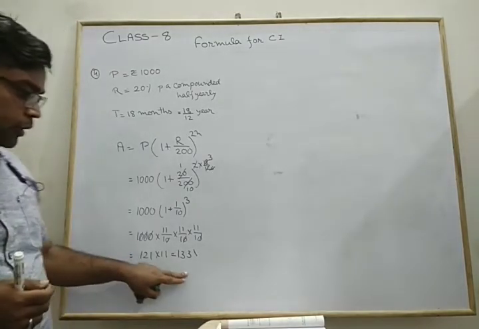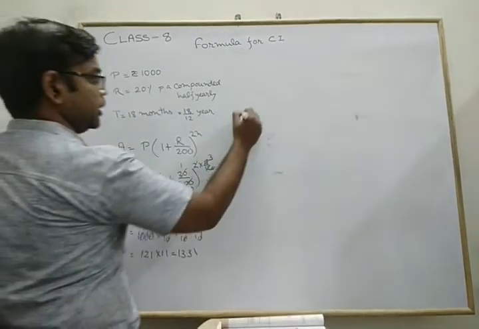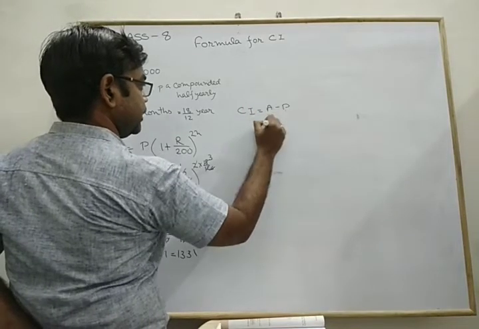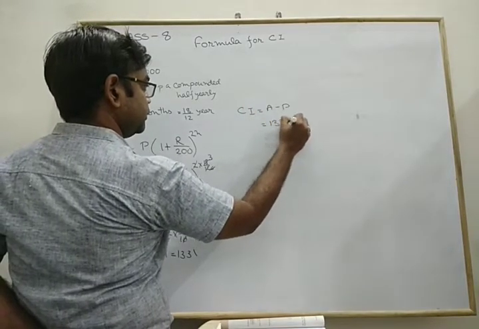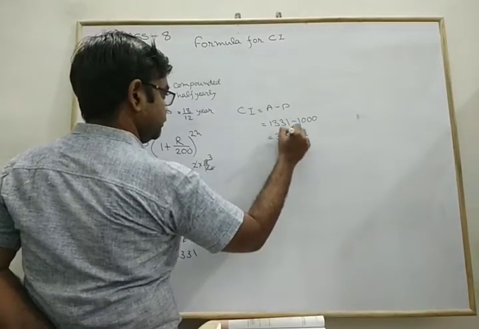The question asked about the interest, so CI equals A minus P. It's 1331 minus 1000, which equals 331.